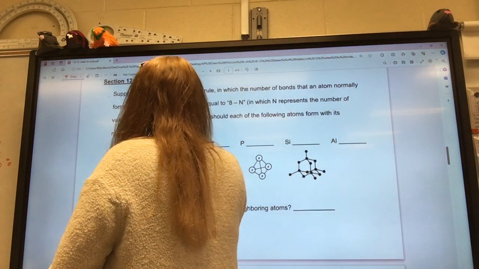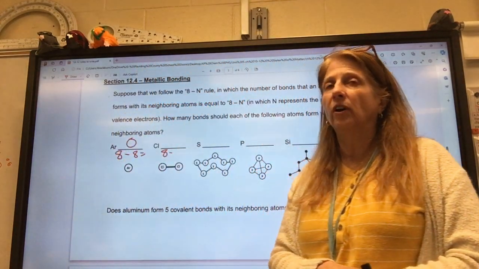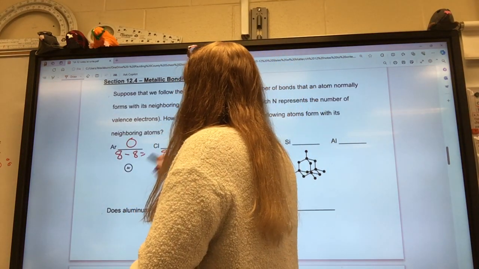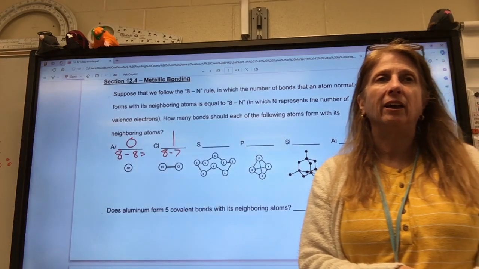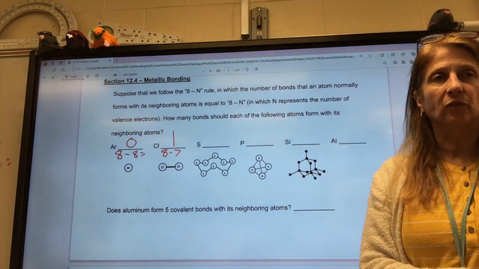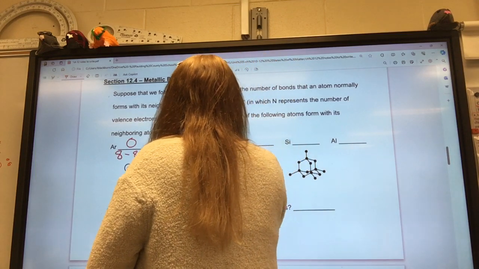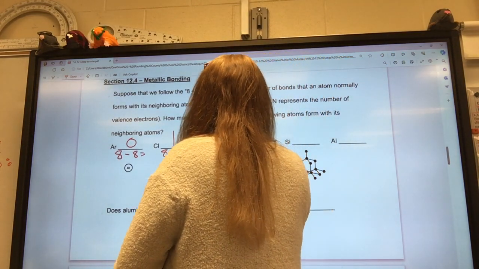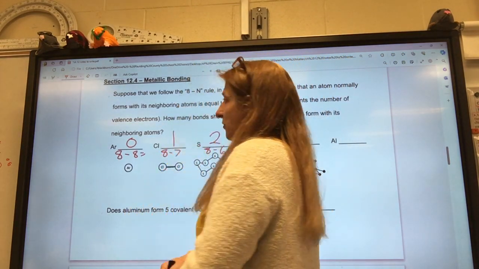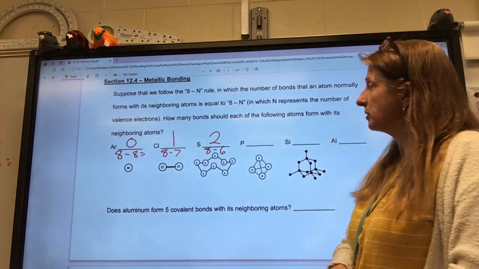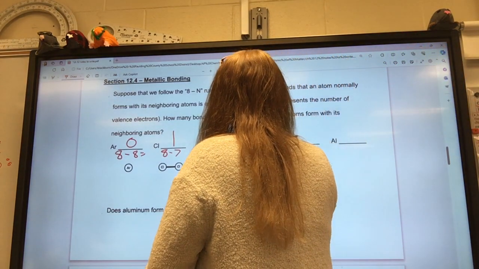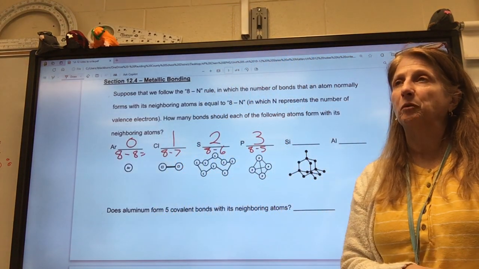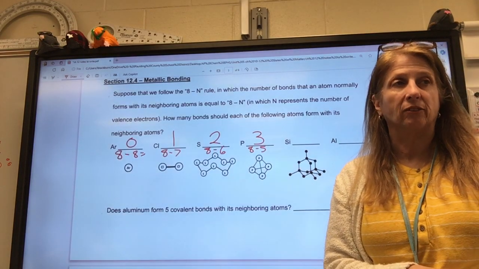Okay, so chlorine. How many valence electrons does chlorine have? 7. What is 8 minus 7? 1. So how many bonds does chlorine normally make? 1. Still following? Let's do another one. Sulfur. How many valence electrons does sulfur have? It's got 6. What is 8 minus 6? 2. So how many bonds does sulfur normally make? In oxygen, that whole family, 2. Okay, phosphorus. 8 minus 5 is 3. Phosphorus and its whole family, nitrogen, normally make 3 bonds.